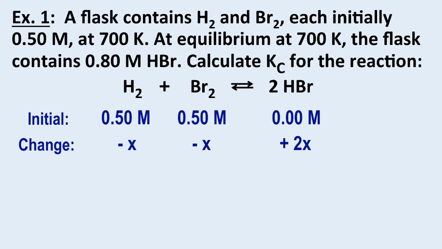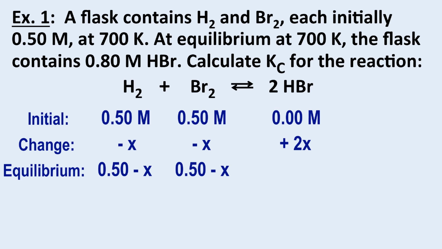Now, if we know the initial and the change, we can get the concentrations at equilibrium. In this case, they're going to be in terms of X. We start with 0.50 molar H2. It goes down by X. So at equilibrium, we have 0.50 minus X. Br2 is the same thing. And HBr starts at 0, goes up by 2x. So it's 2x at equilibrium.